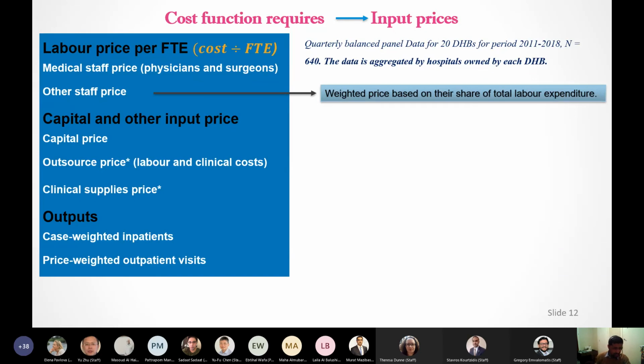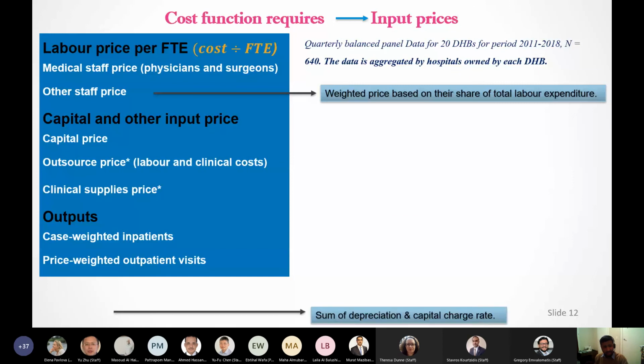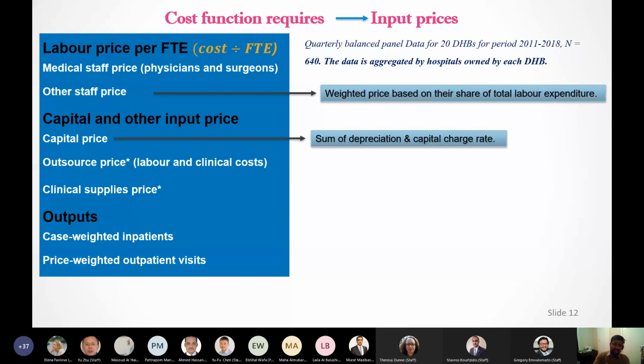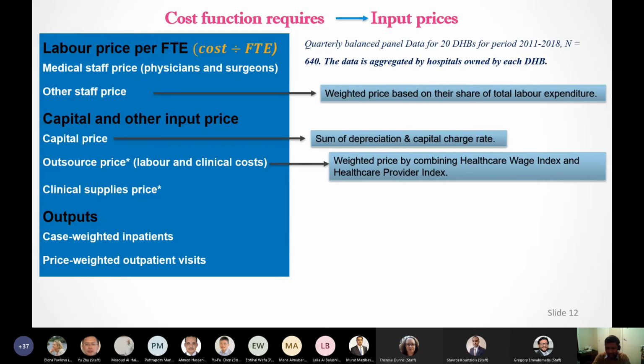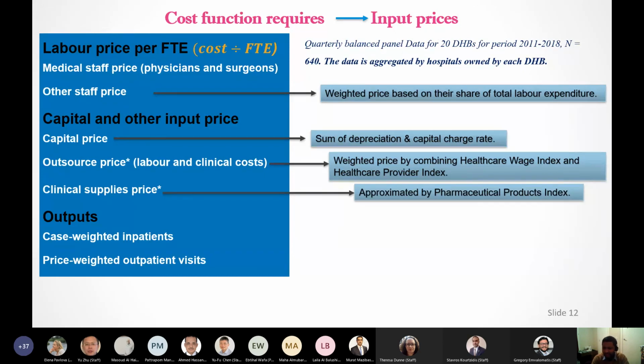And then we have capital and other input prices. The capital price is estimated by the sum of depreciation and a capital charge rate. As I talked about capital charge earlier on, we sum them up to get the price. We get a percentage price. For the outsourced price, we combine the healthcare wage index to account for the people who get hired from outside, and also the healthcare provider index for the services that get outsourced. Once again, that's also weighted by the price. The clinical supplies price is approximated by a pharmaceutical products index that is available on the website of Statistics New Zealand.